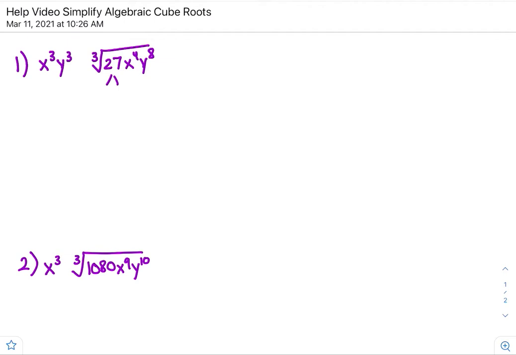So 27, you guys, could be 3 times 9, could be a factor. And then 9, you guys, could be 3 times 3. Now, we found a group of 3 right there. Now again, this works, you guys, because the cube root of 3 times 3 times 3 is 27. And what times itself 3 times is 27? 3.